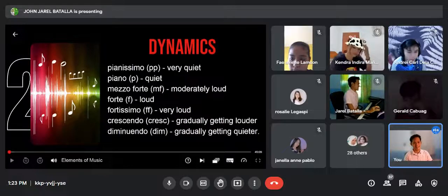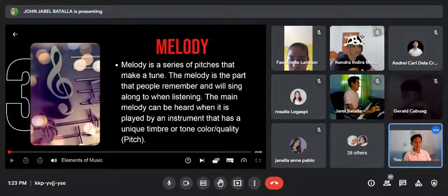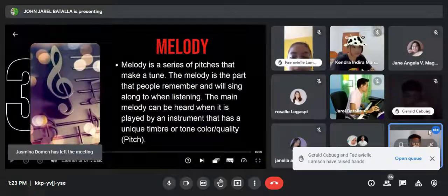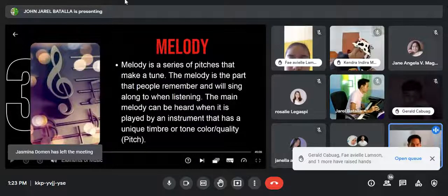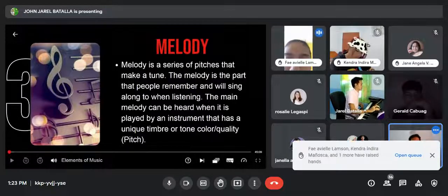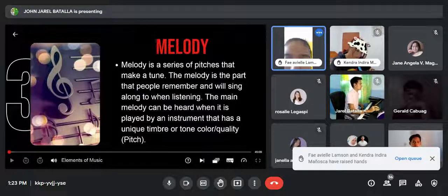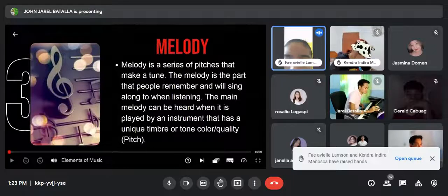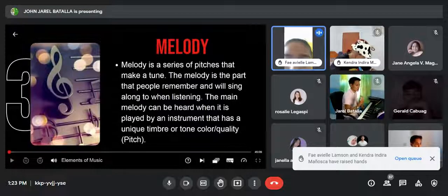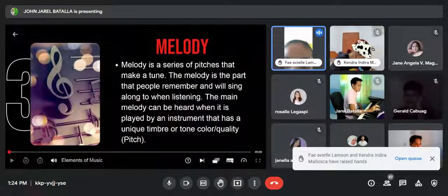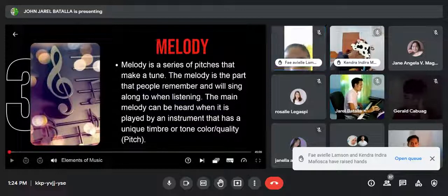Okay, so the next element is the melody. Who wants to read the melody? Yes, Faye. Melody is a series of pitches that make a tune. The melody is the part that people remember and will sing along to when listening. The main melody can be heard when it is played by an instrument that has a unique timbre or tone color, quality. Okay, very good.